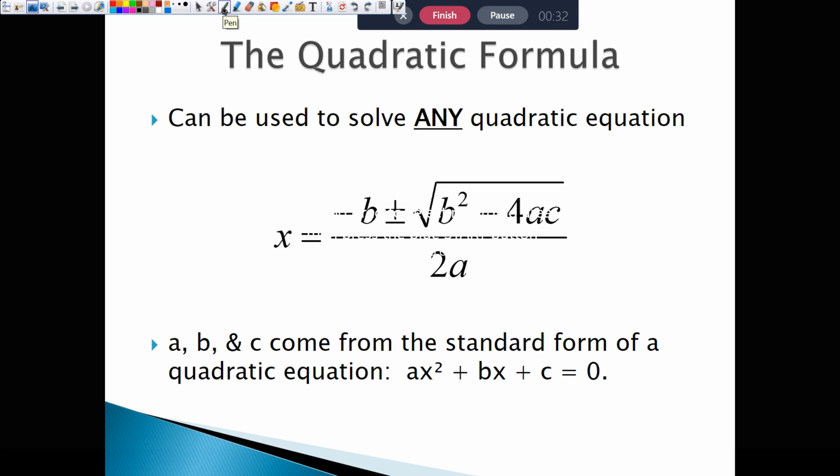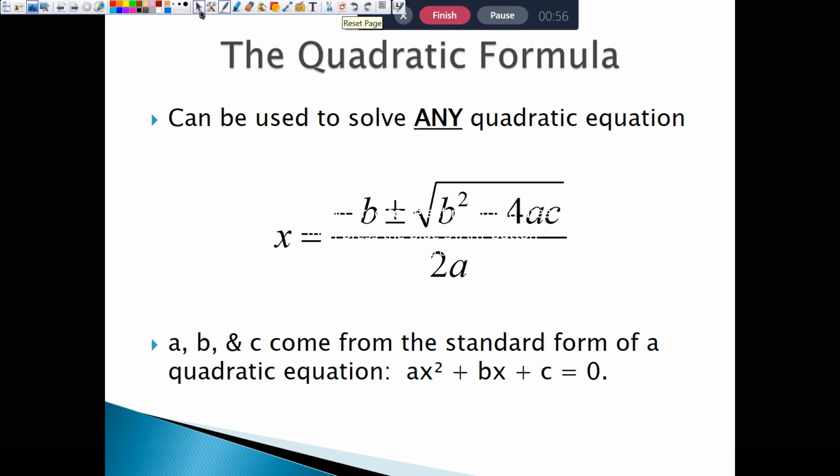What do you guys notice? What is this? It's my discriminant, right? And what about that? That's our axis of symmetry, it's our x value of our vertex. So that's where we get this information from.